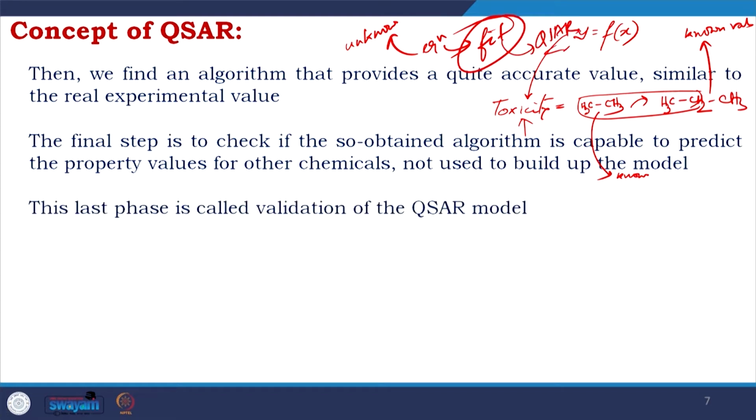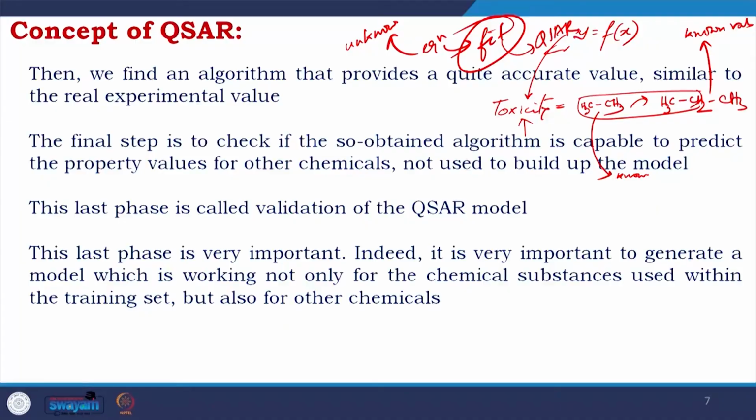This last phase, what is the last phase? The final step is to check if the so obtained algorithm is capable of predicting the property values of other chemicals. This is called the validation of the QSAR model. So, here, based on the known data, you develop a model and then validate it with an unknown chemical. The last phase, the validation phase, is very important.